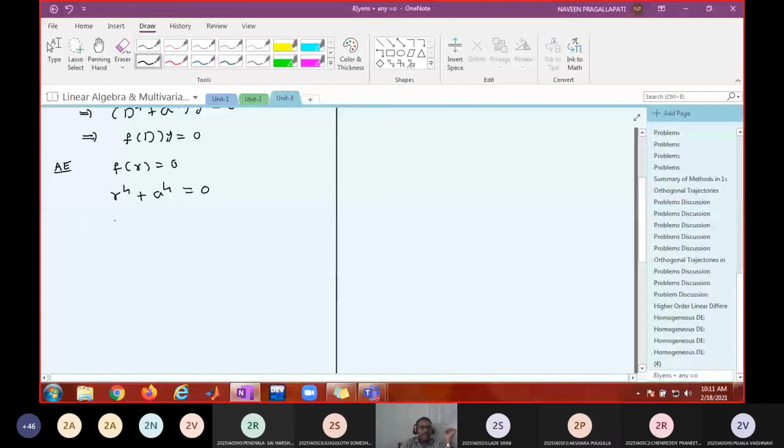So are you writing that r power 4 equal to minus a power 4? Are you writing like this? Then r will be 4th root of minus a power 4. So are you finding like that, or are you factorizing? How can you factorize this?